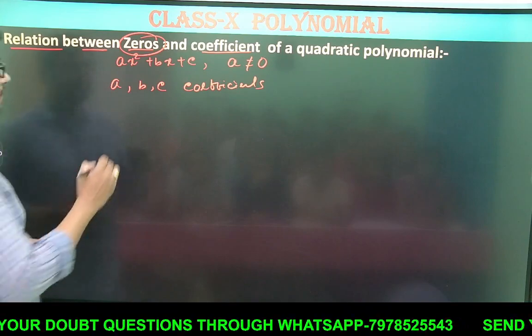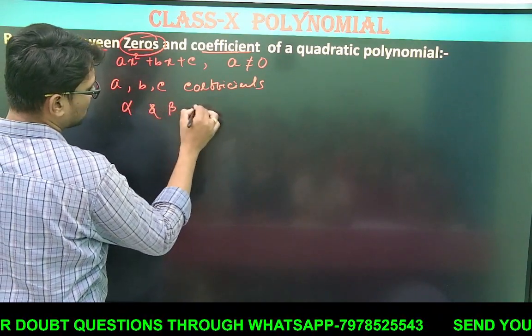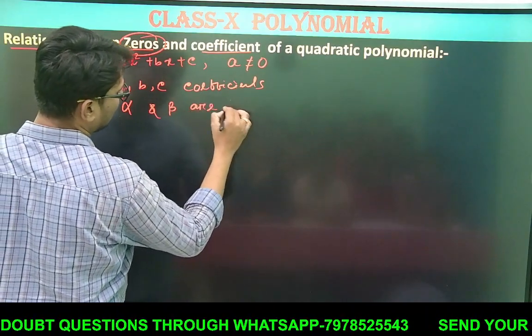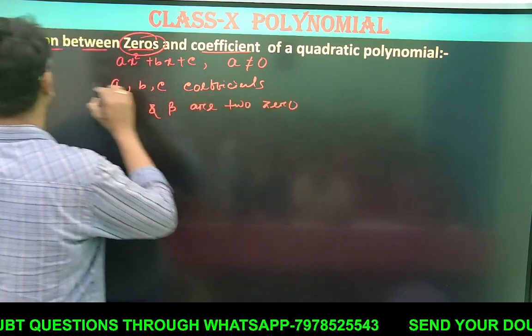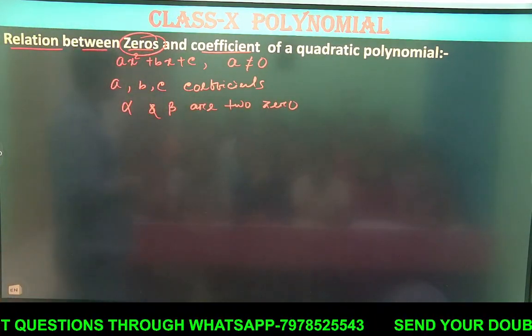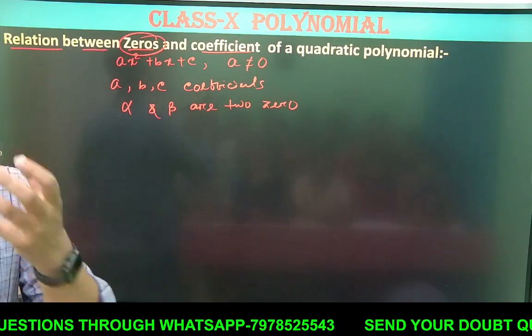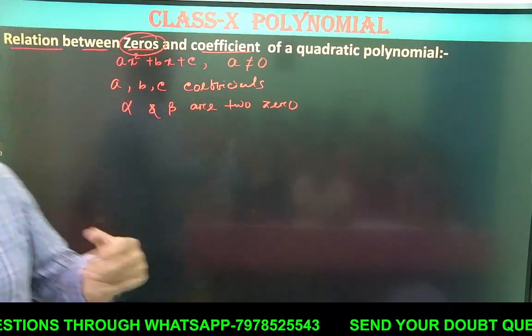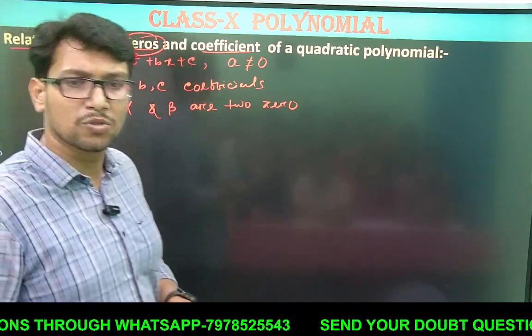Similarly, we will take alpha and beta as the two zeros. Why am I discussing two zeros? Because this is a quadratic polynomial, and a quadratic polynomial has a maximum of two zeros. So I have assumed two zeros, alpha and beta.